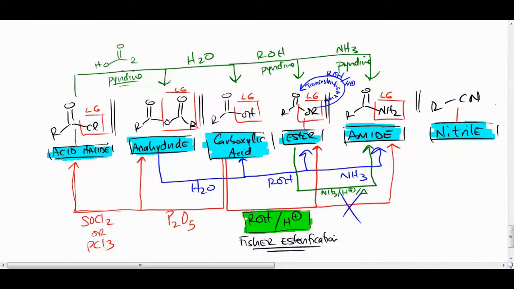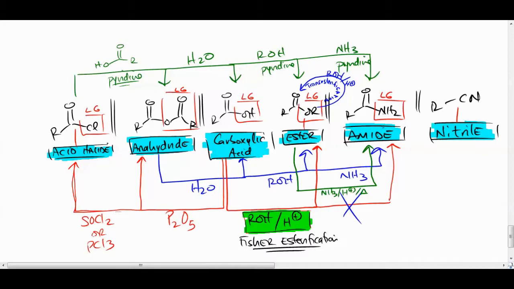Okay, so if I started off with this nitrile and I wanted to form an acid halide, I would take this nitrile and I would hydrolyze it back into a carboxylic acid using H2O, acid and heat. Hydrolyze it to a carboxylic acid. Then once I'm here, I can take it to here using SOCl2. And then once I'm here, I can synthesize everything else down here.